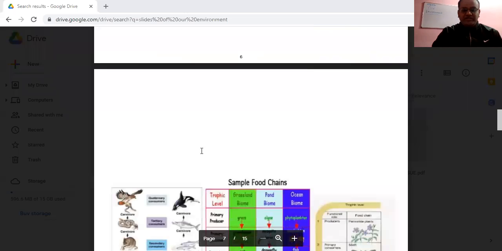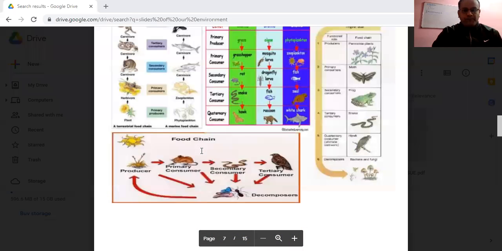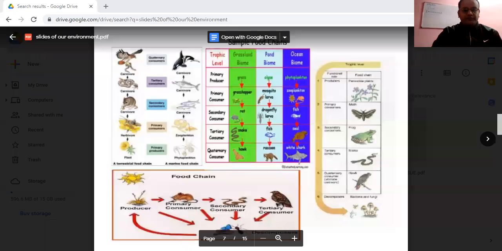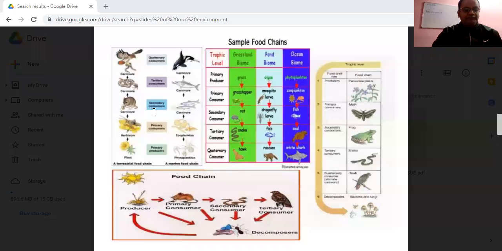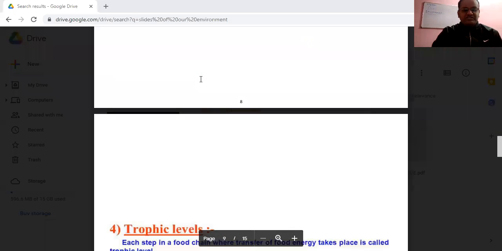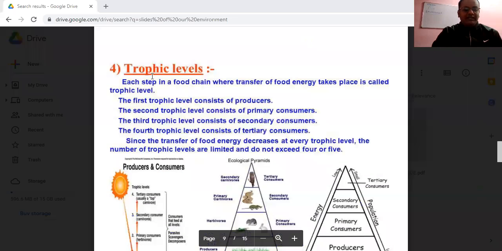And what is a food web, students? What is a food web? Yes, Divya, it is an insect. Okay, interconnected food chain. Very good. The interconnected food chain is called a food web. Good. So now we will be coming to the next topic of discussion, that is the trophic level.